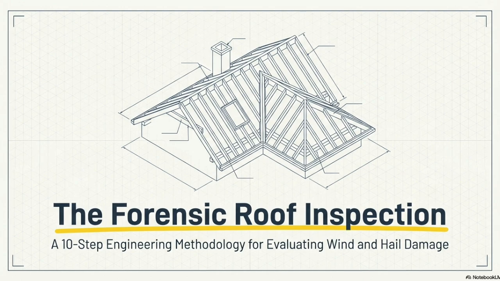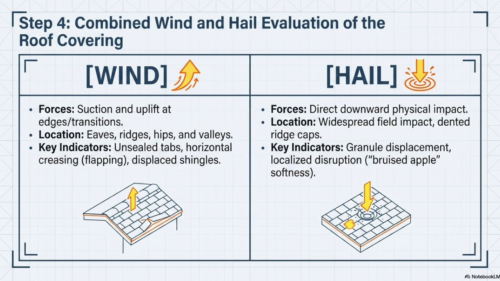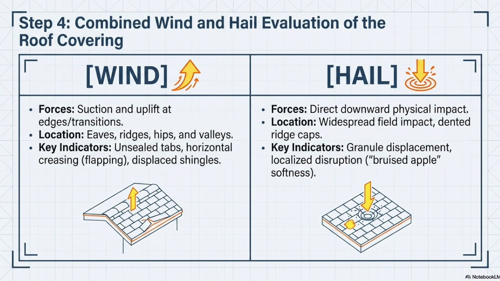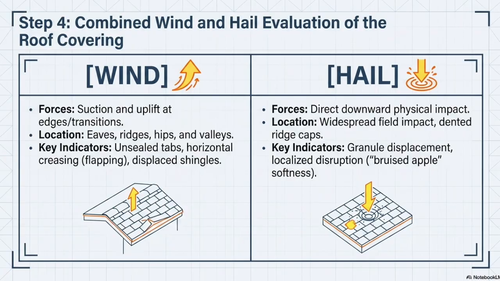Here's where it gets really interesting. Because now, armed with all of that objective data, we finally look at the shingles. We are evaluating the actual roof covering. And the framework stresses that we are looking for two totally different physical forces here, wind and hail. Right. They leave entirely different forensic signatures.